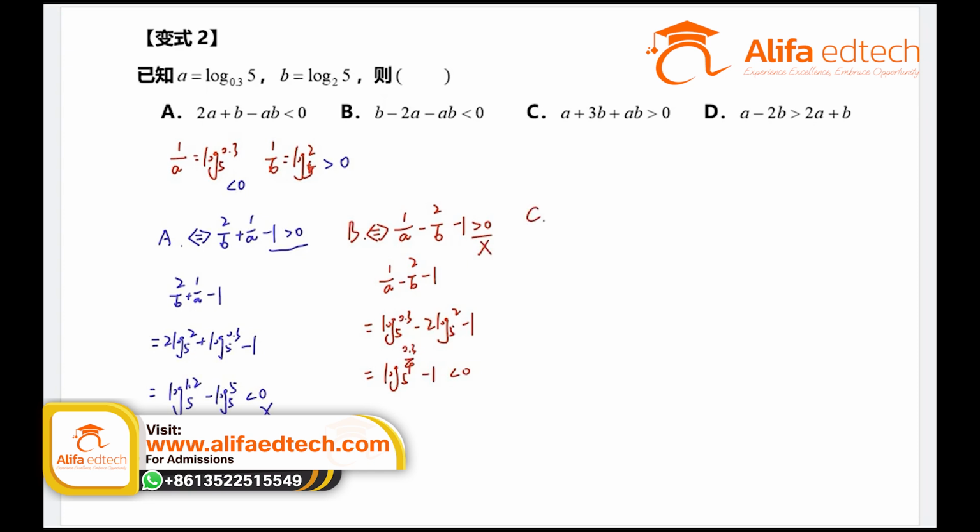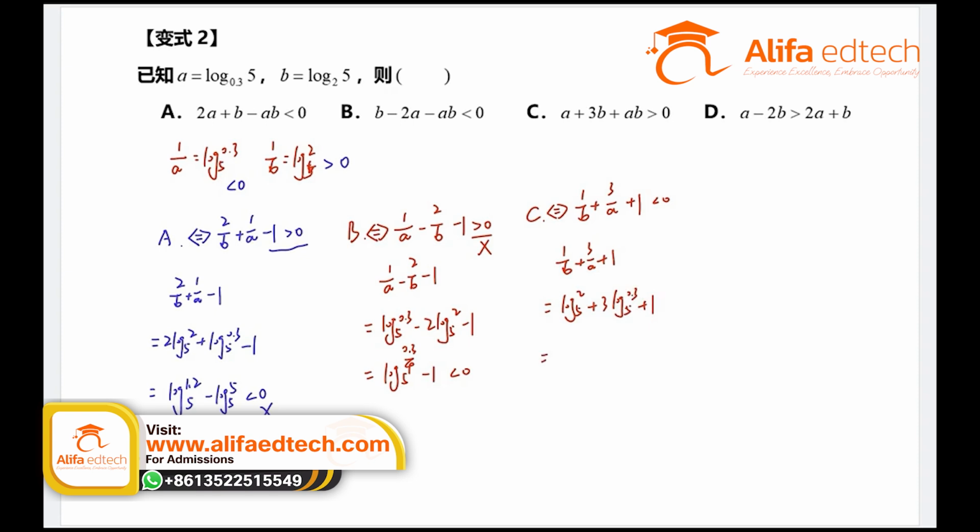Now for option C, when performing the equivalent proof, we divide both sides by AB. The first term is 1 over B. The second is 3 over A, then plus 1. The greater than sign must become less than. So we have 1 over B plus 3 over A, and then plus 1. 1 over B is the logarithm with base 5 of 2. Then plus 3 times 1 over A. 1 over A is the logarithm with base 5 of 0.3. Then plus 1. 1 can be written by us as log base 5 of 5.